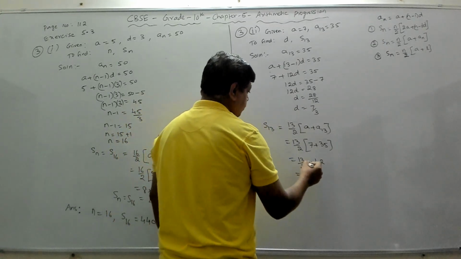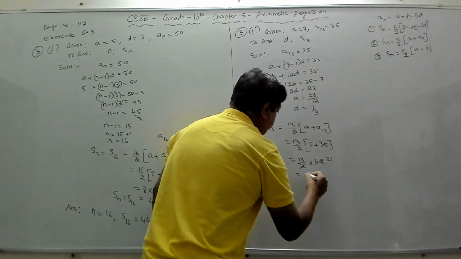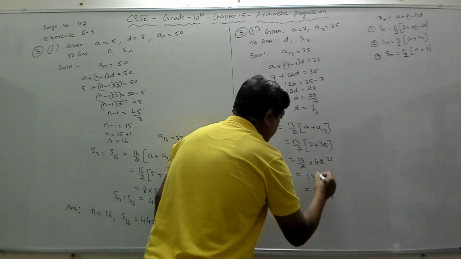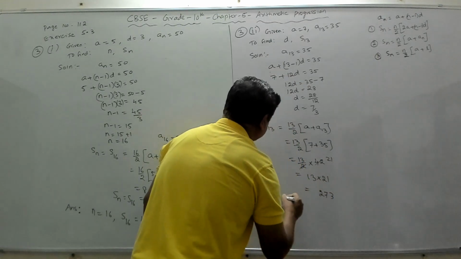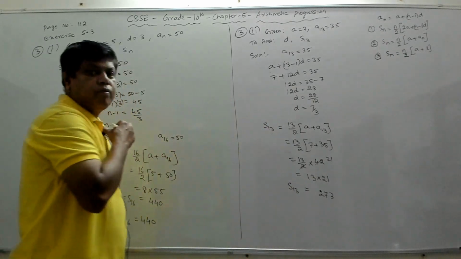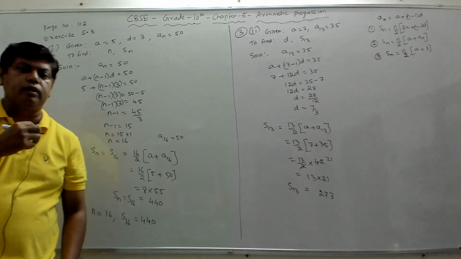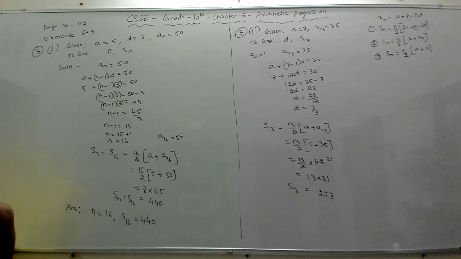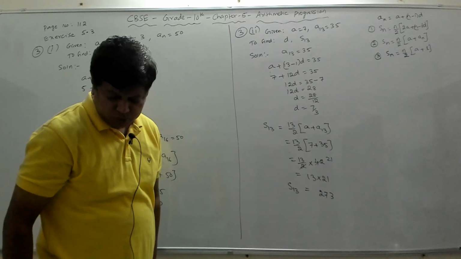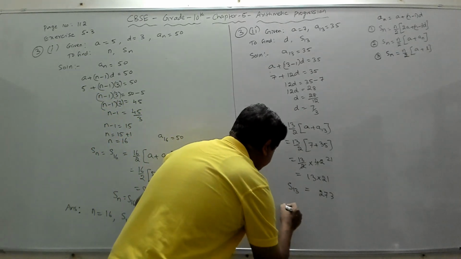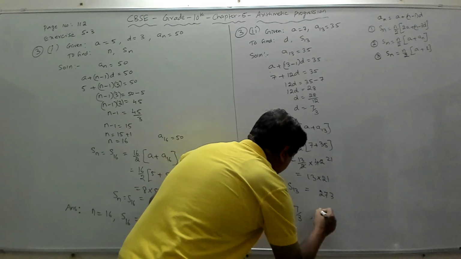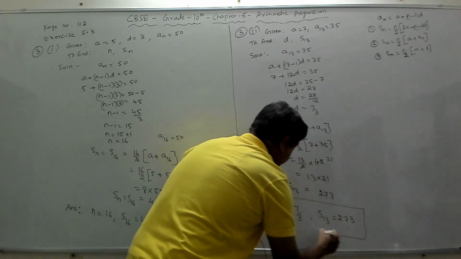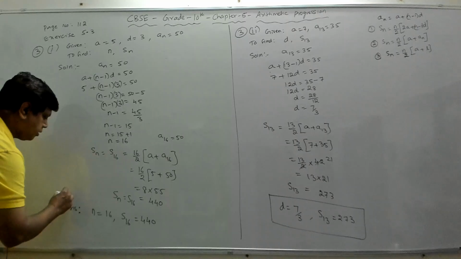That becomes 13 by 2 into 35 plus 7, which is 42. 2 and 42 get cancelled, leaving 21. So 13 times 21: 13 ones are 13, carry 1, 21, 26, 27. So that is your S13, 273, and your D is 7 by 3. So the final answer is D is equal to 7 by 3 and S13 equal to 273.